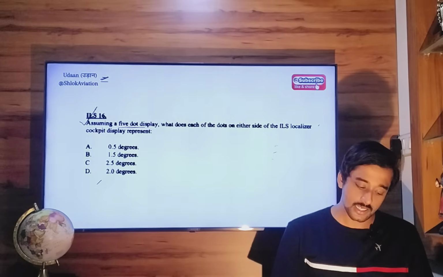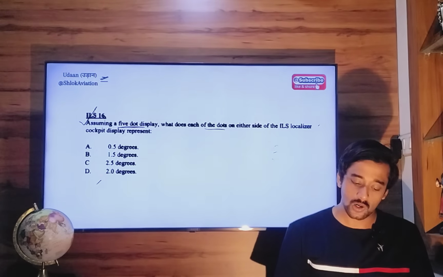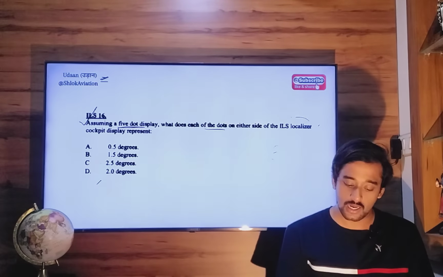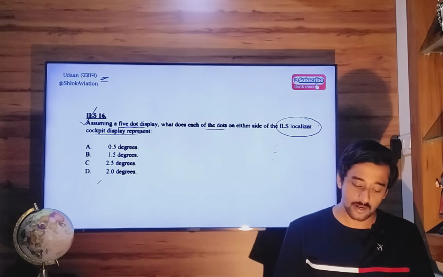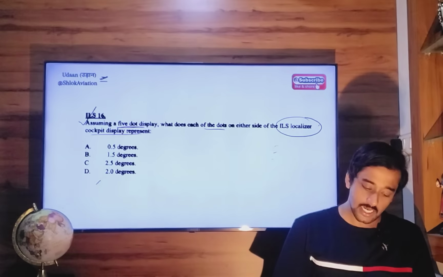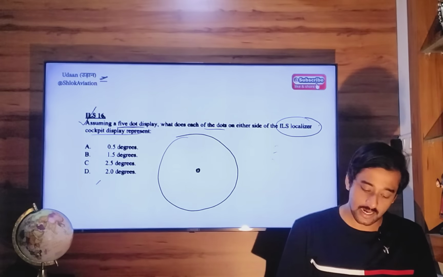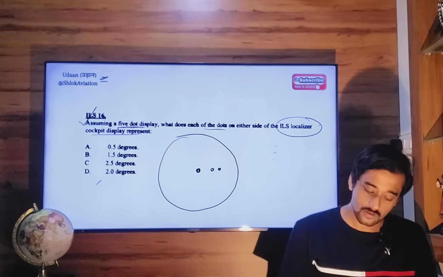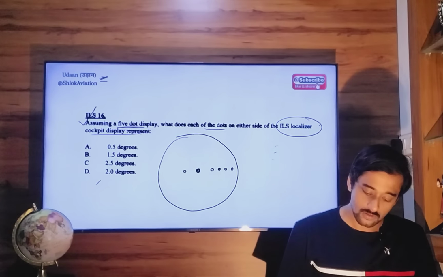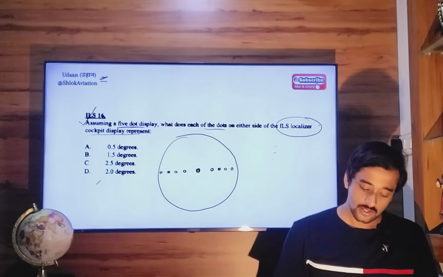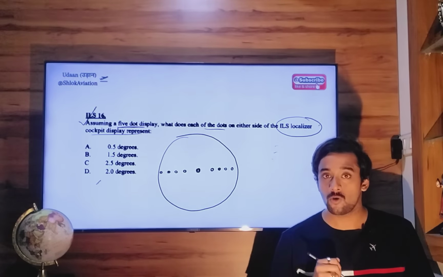Assuming a 5 dot display, what does each dot on either side of the ILS localizer cockpit display represent? So you have this CDI indicator, right? If it is a 5 dot indicator, the center dot is the zero one. So every dot will be equal to what value?